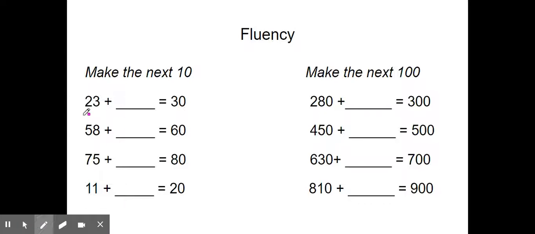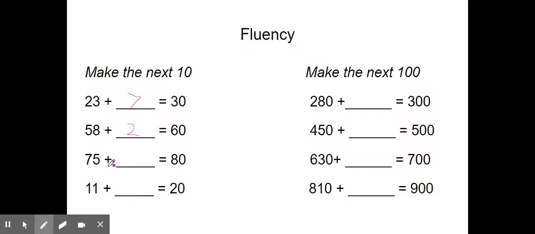23 plus blank equals 30. I see 3 ones. I know that 3 and 7 are partners to 10. So adding 7 will make the next 10. 58 plus blank equals 60. I see 8 ones. I know that 8 needs 2 to make a new 10.